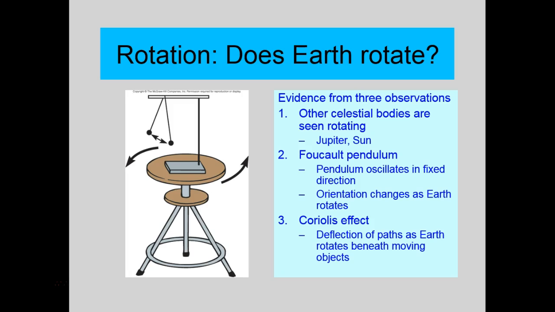Deflection of paths as the Earth rotates beneath moving objects. It's sort of a weird way to say it, but if anyone was actually a fire control technician, you have to adjust for this ever so slightly. If you fire something into the air, it's going to do like this because the Earth is spinning under. It really isn't twisting, it's the Earth doing it, and you had to account for that, didn't you? Yeah. So, Coriolis effect.